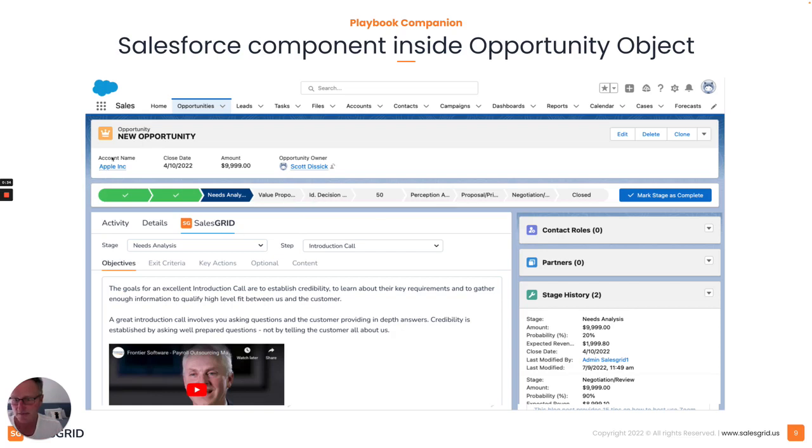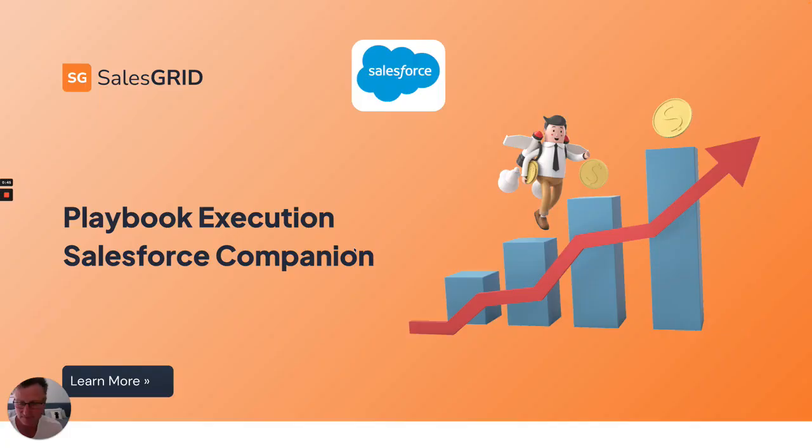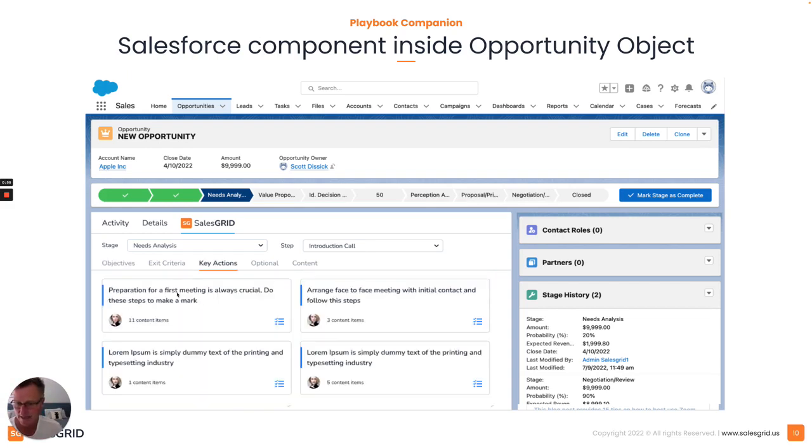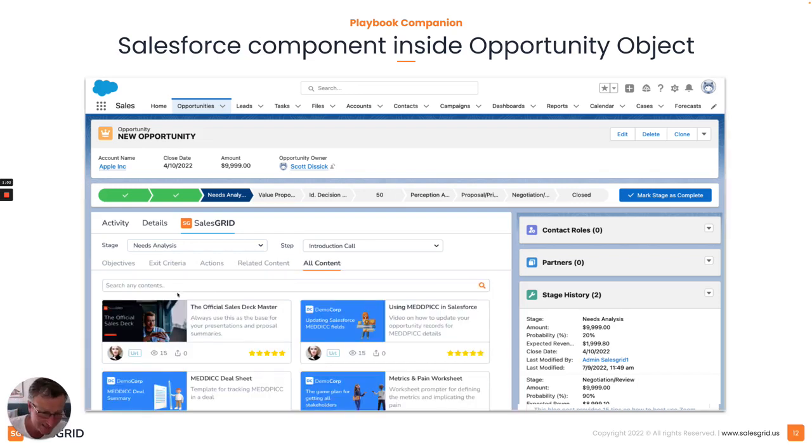So in Salesforce, imagine your opportunity. You'd put the SalesGRID component inside the opportunity object. So on any opportunity, it'll come up with the relevant stage. You'd select the step that's relevant, and you'll be able to then at all times remind yourself, okay, what are the objectives of this step? The exit criteria, the key actions that you need to be actioning as well as optional. And finally being able to access all the content that you need either within the step or just generally for the opportunity.